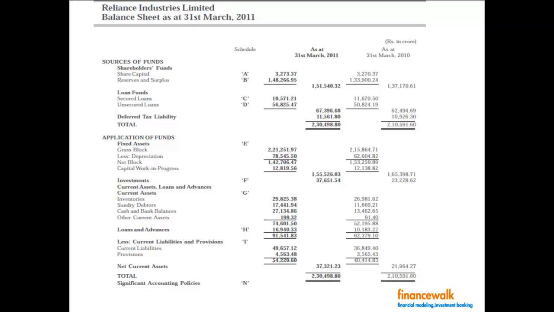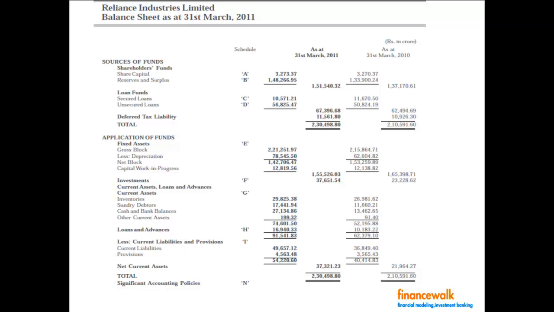Okay, it starts with sources of funds. Sources of funds from shareholders, that's shareholders' funds: share capital and reserves and surplus. Then loan funds: secured loans and unsecured loans. So there are two types of funds. One is own and the second is loan funds. Then deferred tax liability, which we have discussed.